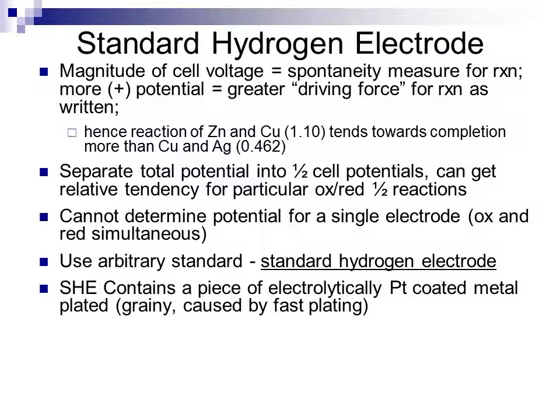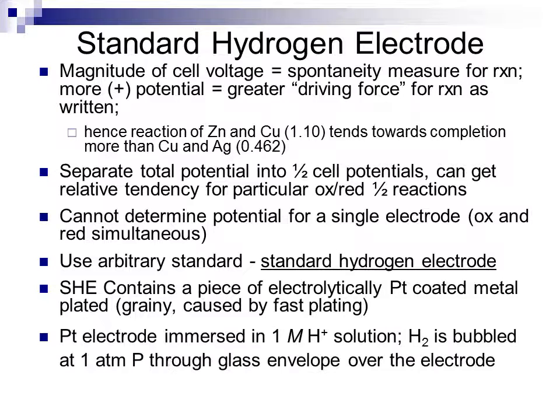The standard hydrogen electrode, or SHE, S-H-E, contains a piece of electrolytically coated platinum metal. It is what we call black platinum, and it is coated over the surface with the platinum, and it's caused by fast electroplating in an electrolytic process. So the black platinum tends to be fairly grainy. It provides a highly abrasive surface on which the reaction can occur.